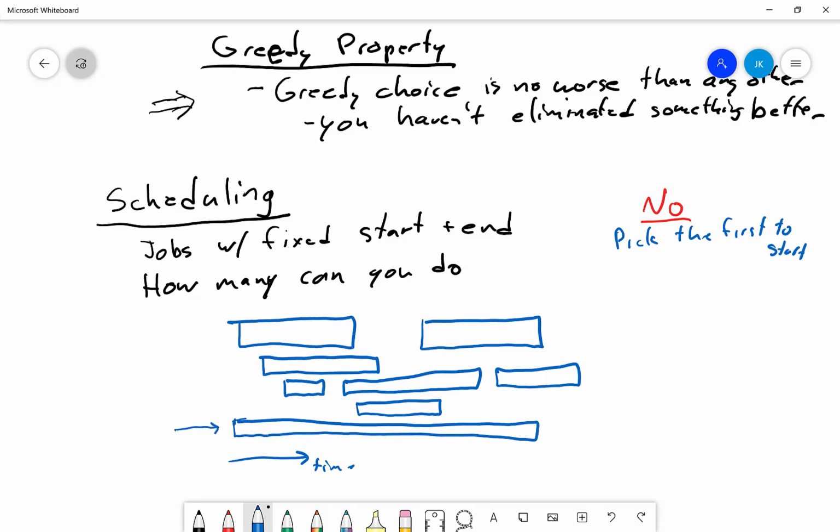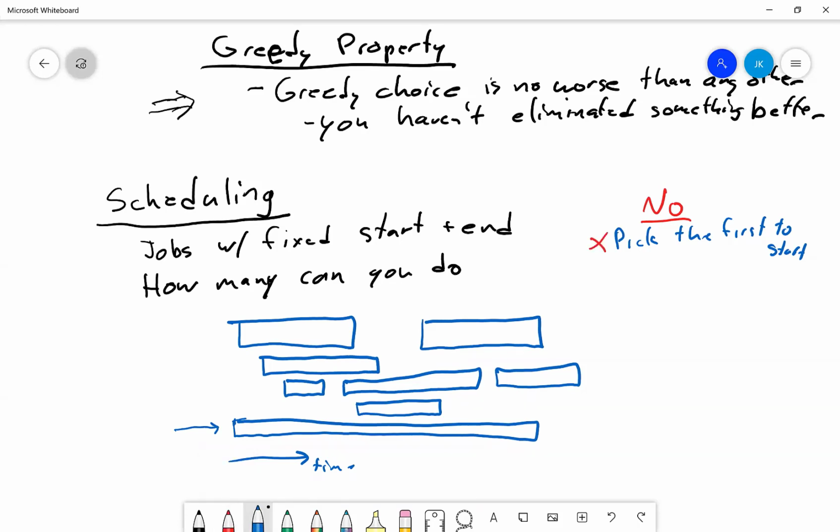If I look at the one that's first to start, it might be this one on the bottom. And obviously, if I do that one, I can't do any others, right? That's the only one that can be done. If I'm working on this job the whole time, this one on the bottom, there's nothing else that can get accomplished at that time. So that's not good. I don't want to do that. So no good. Don't do that.